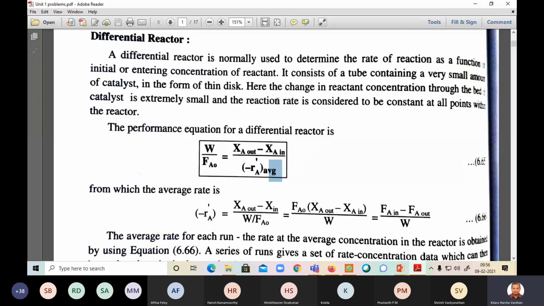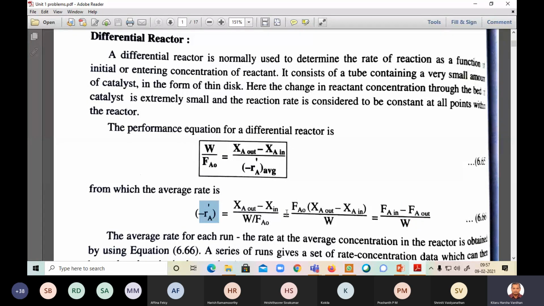But generally, this conversion is very small. That is what we are assuming: the reactant concentration is changing very little. Therefore, Fa naught Xa out minus Fa naught Xa in, we can write in terms of flow rates, like Fa in minus Fa out. That is the flow rate of A at the inlet minus the flow rate of A at the outlet, divided by W. We can measure this and we know W. From this, we can calculate the rates.